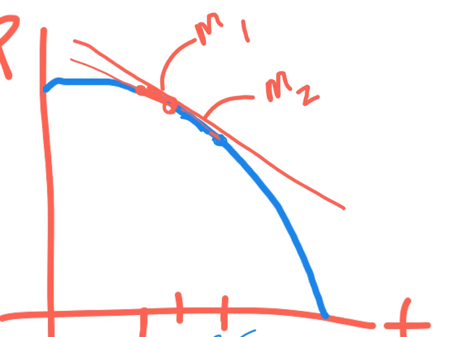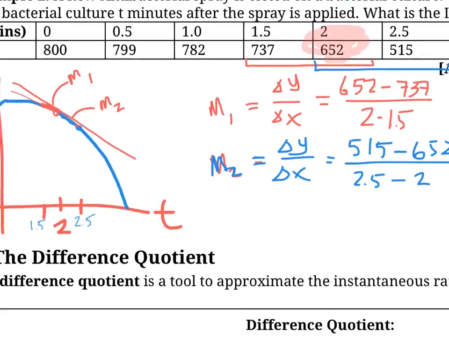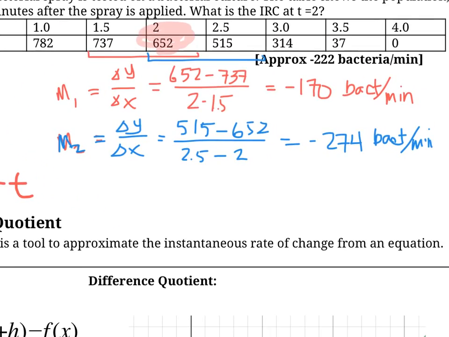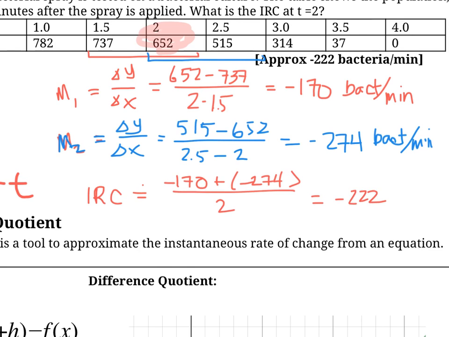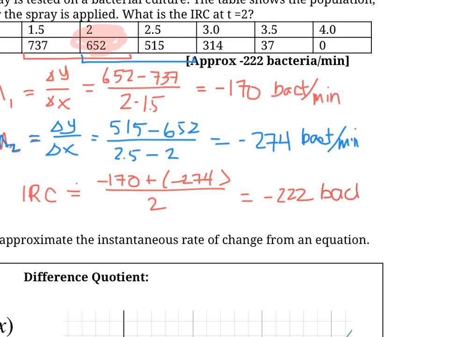So one way we can do this is to approximate it by finding the average of those two slopes. We're going to approximate the IRC as approximately equal to the average of those two slopes. Remember, we find the average by adding those two things up, negative 170 plus negative 274, divided by how many things there are. There are two of them that we're taking the average of. So we do this calculation, and we get negative 222 bacteria per minute.